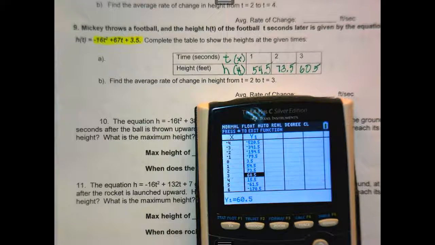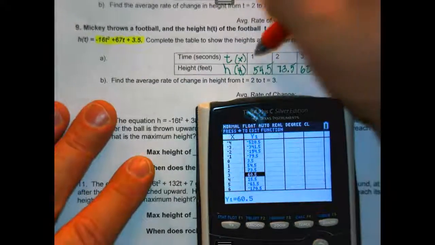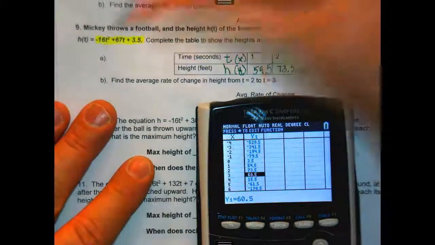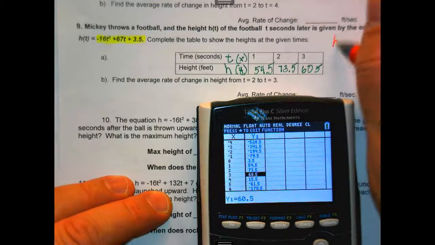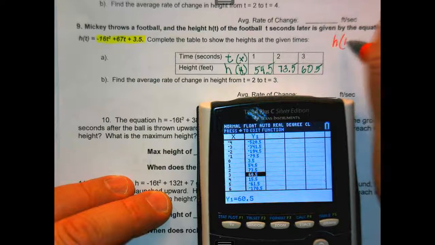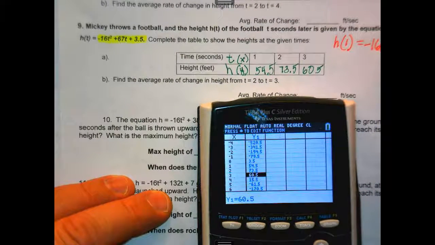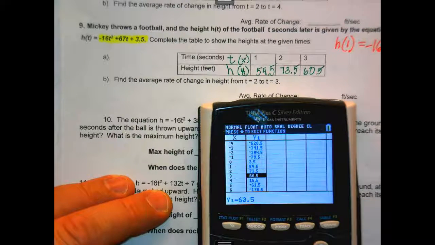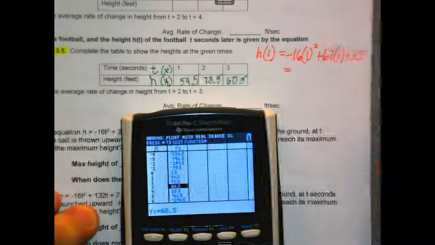Sure, absolutely. That's another way of doing it too. You can actually just plug in 1 for T, 2 for T, and then 3 for T, and get Y. Absolutely. Like h of t. If our t is 1, you just plug it in there: negative 16 times 1 squared plus 67 times 1 plus 3.5. And you should get 54.5.